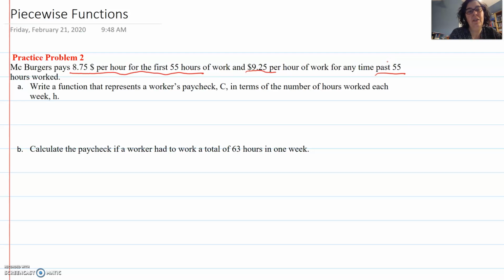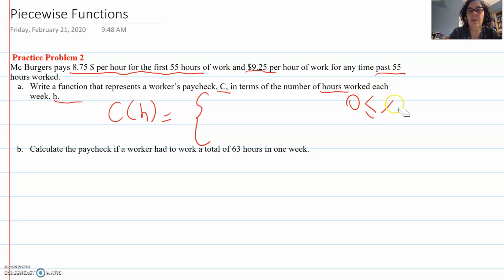Write a function that represents a worker's paycheck, C, in terms of the number of hours worked each week, H. So hours will be H and C will be the function. So then we would write down C of H, right? So I would claim that there are two restrictions.